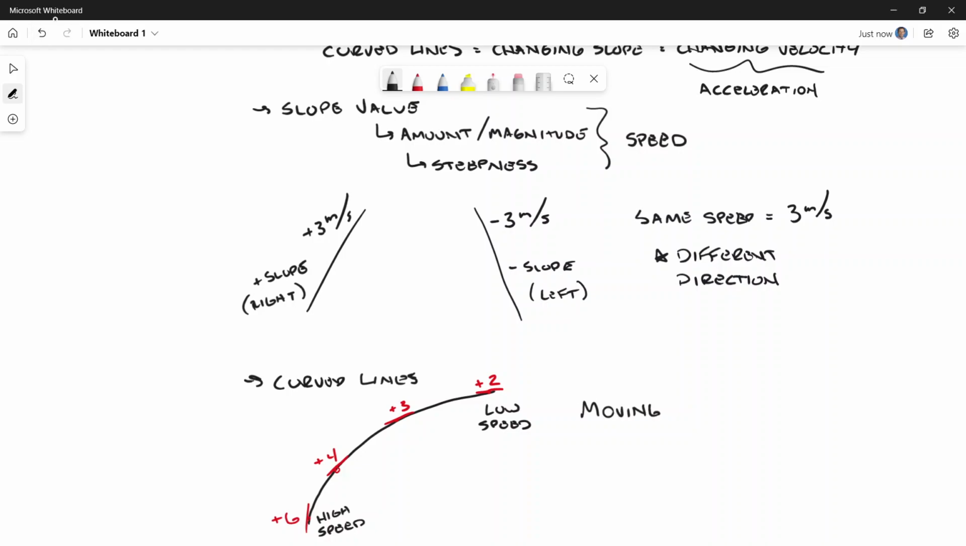All the slopes are positive, which means it's moving in the positive direction. However, the amount of slope is decreasing, right? The slope is becoming more shallow. Slope is decreasing. Which is an indication that we are slowing down.